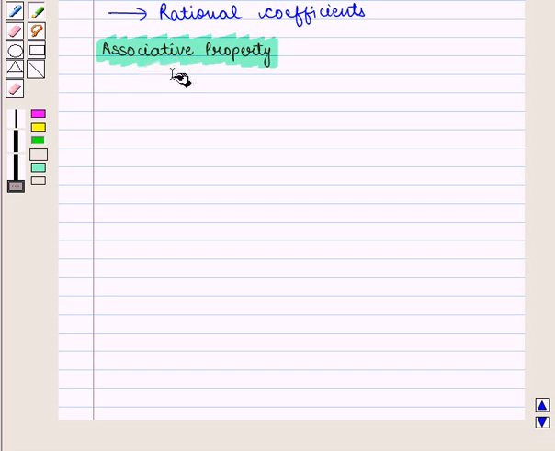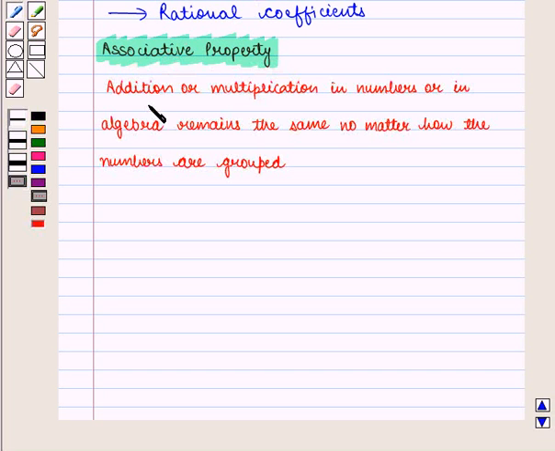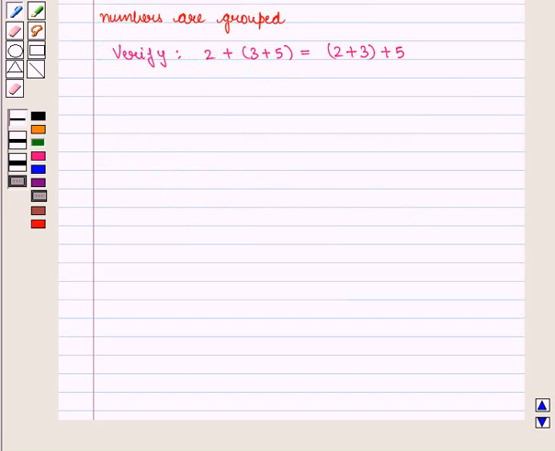And first we have the associative property, which says addition or multiplication in numbers or in algebra remains the same no matter how the numbers are grouped. For example, we'll verify 2 plus (3 plus 5) is equal to (2 plus 3) plus 5. Here, on the left hand side, we have 2 plus (3 plus 5). So we first simplify the terms in brackets and later add 2 to it. So we get 2 plus 8, which is equal to 10.